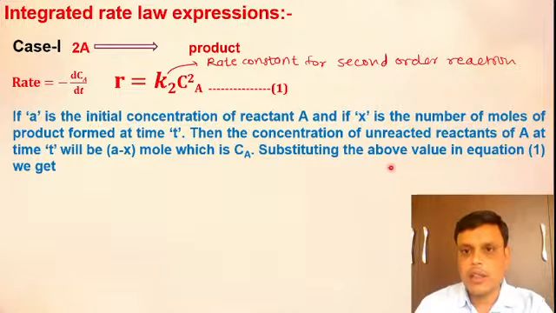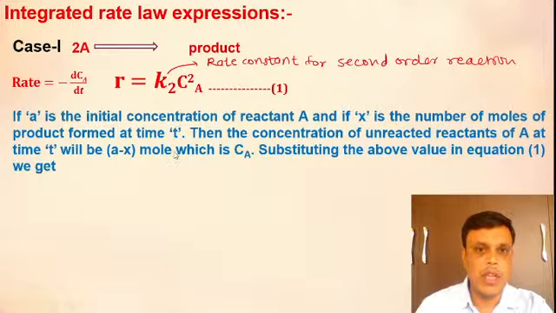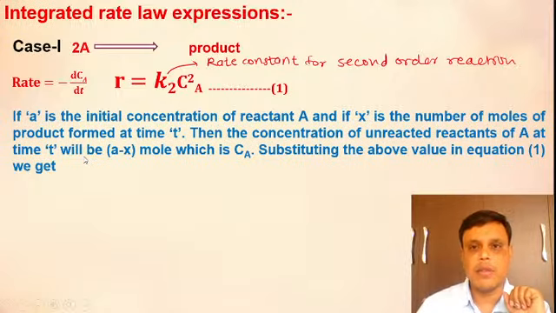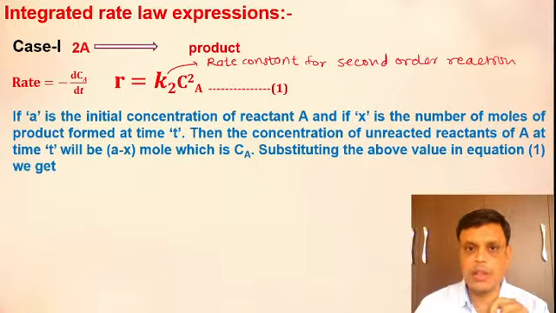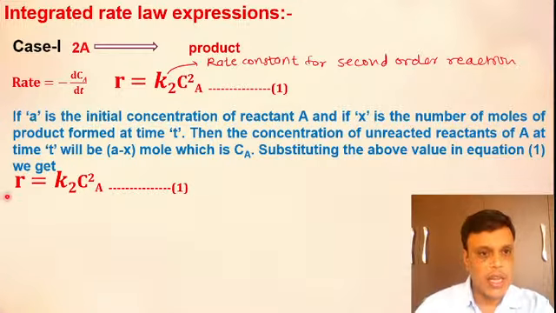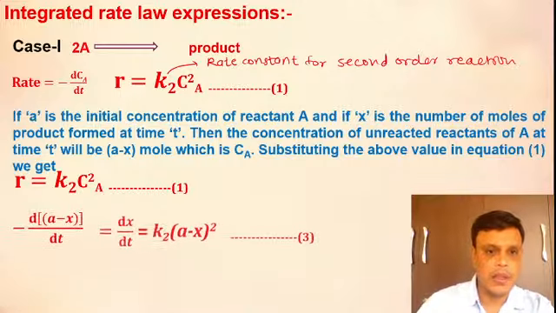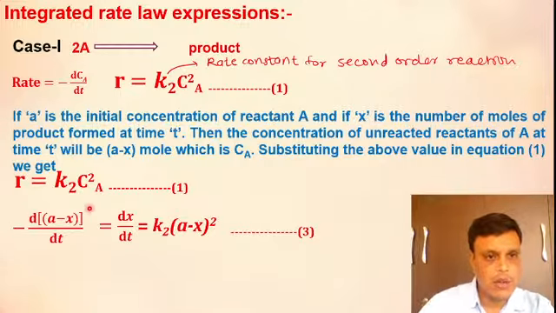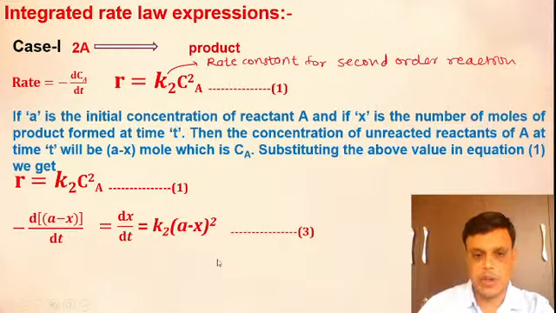Now we will substitute these values in equation number 1. A is the initial concentration, X is the number of moles of product formed, and the unreacted concentration of reactant A is A minus X, which is nothing but CA. This is your equation number 1, R is equal to K2 C square A, and we put the values in it. We will get minus d of A minus X by dt equals dx by dt equals K2 times A minus X whole square. This equation we will get.